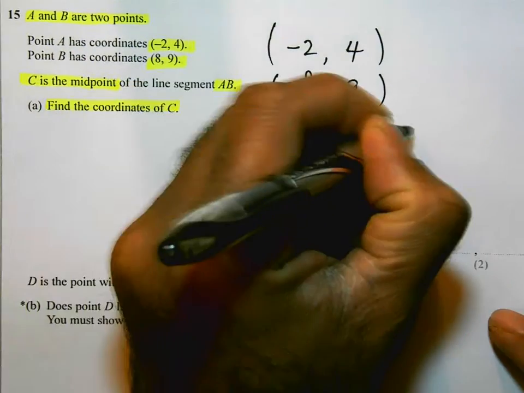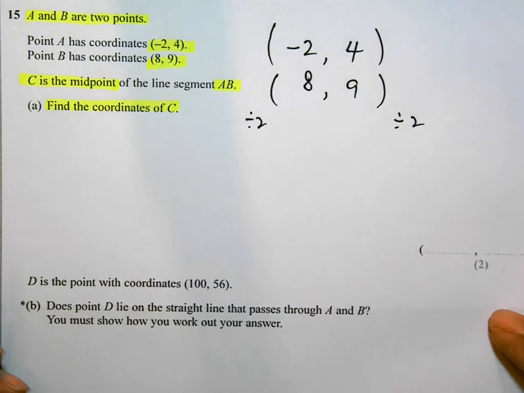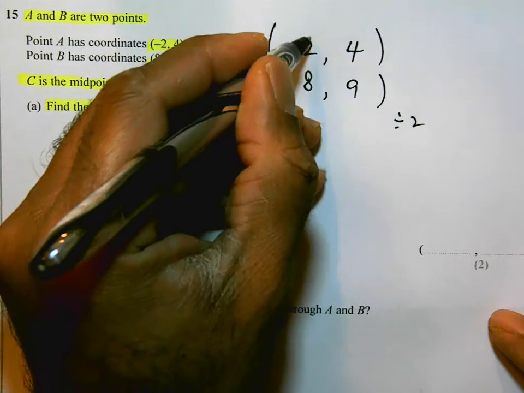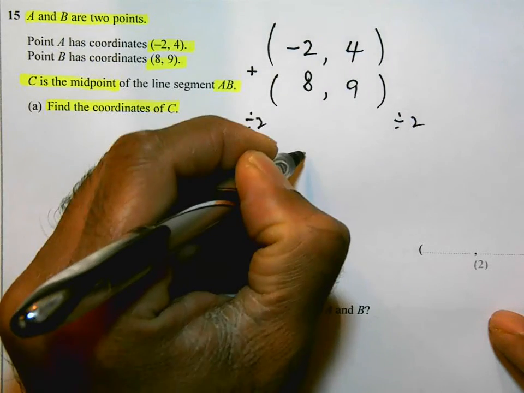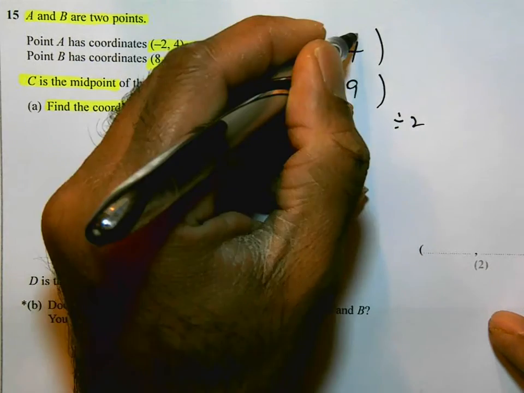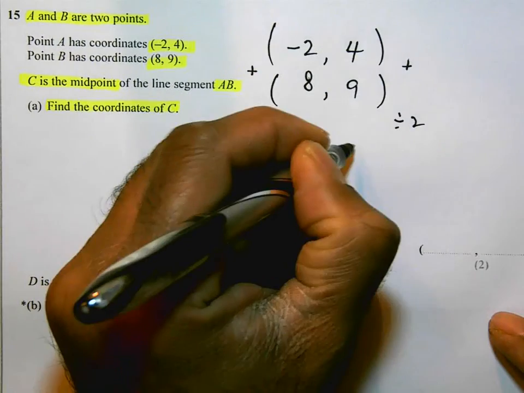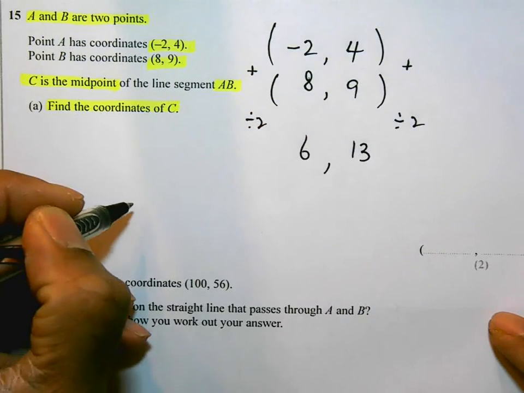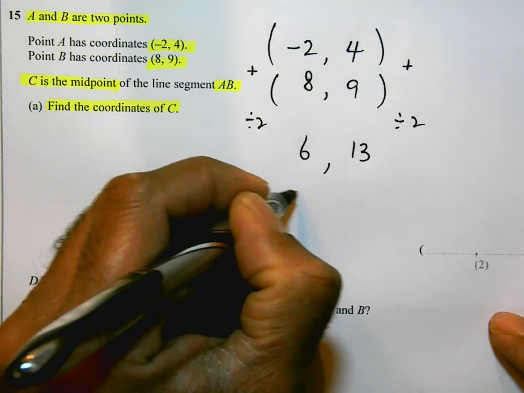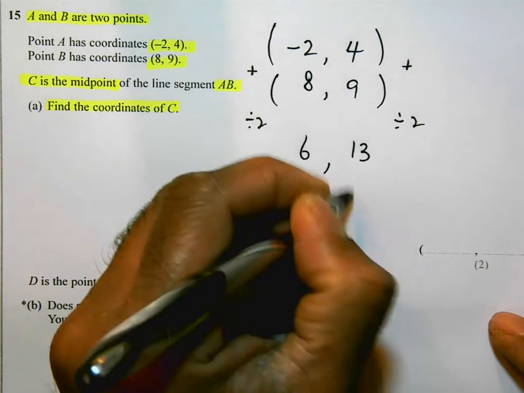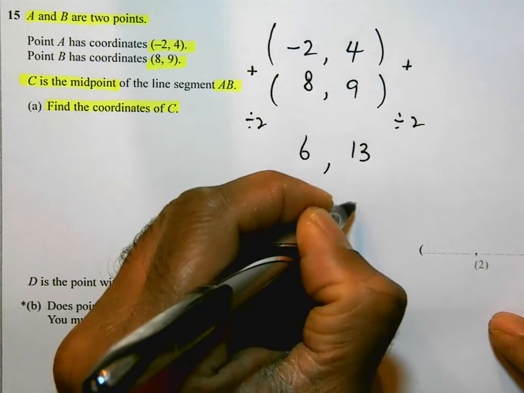-2 plus 8 is going to give me 6. 4 plus 9 is going to give me 13. And then divide each of these by 2. That's going to give me 3. And 13 divided by 2 is going to be 6.5. So that's my answer, (3, 6.5).